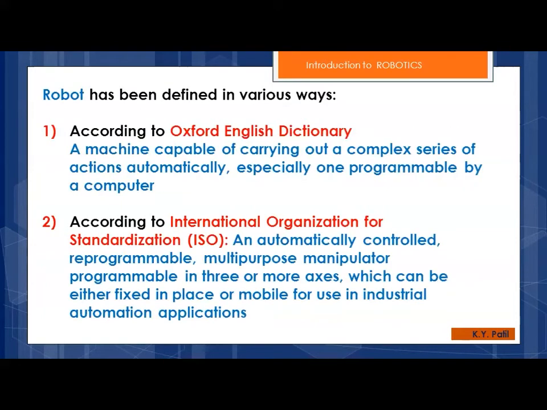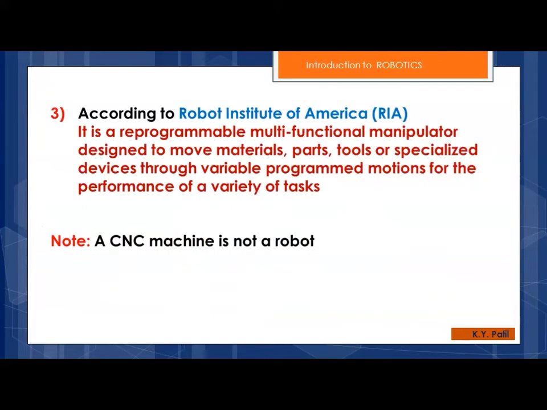Now, as I mentioned, a robot is nothing but an automatically controlled machine and it is reprogrammable. That means the same robot can perform a variety of tasks, and to perform the variety of tasks we will have to change its program, and it is multifunctional. That means the same robot and the same manipulator can perform different types of machining operations. It can do some sort of pick and place type of operations and so on.